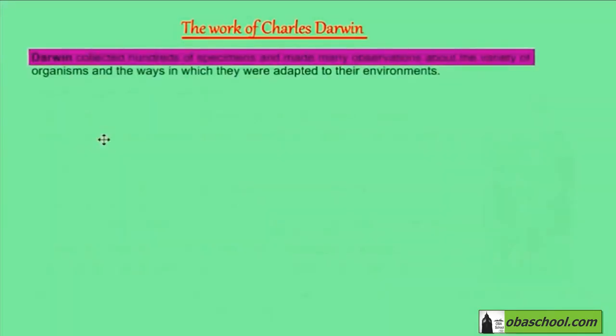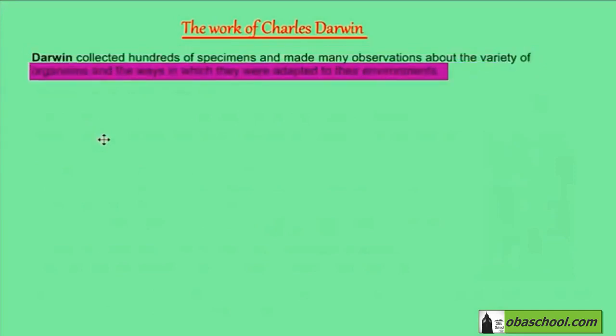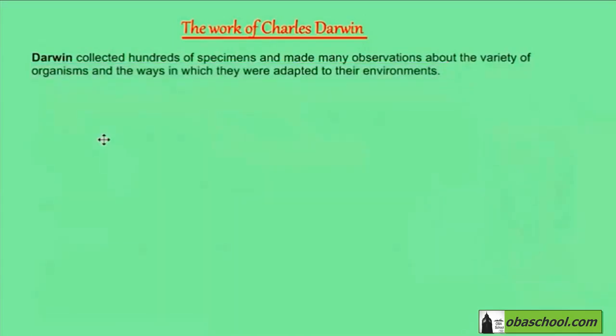Darwin collected hundreds of specimens and made many observations about the variety of organisms and the ways in which they are adapted to their environments. So during his 5 years voyage, he collected hundreds of samples and specimens, and made many observations regarding the variety of organisms and the ways in which they are adapted to their environment.